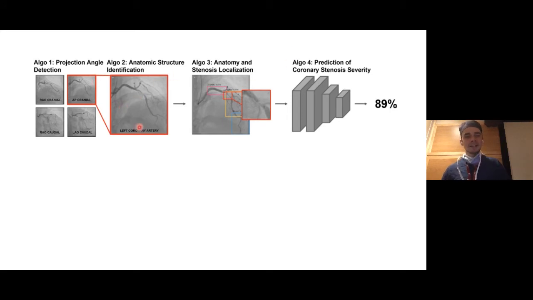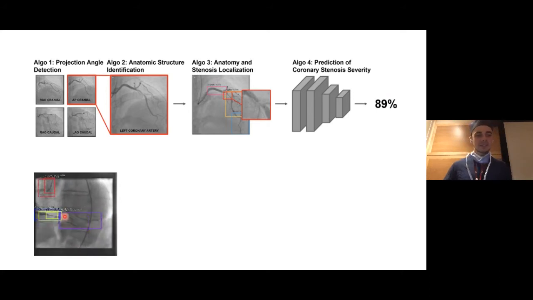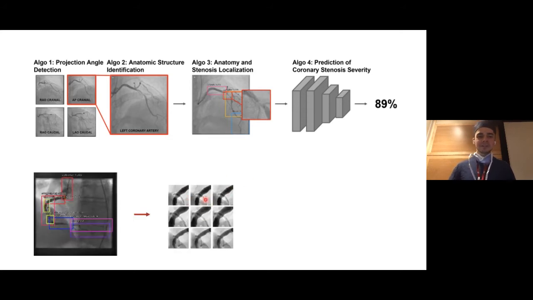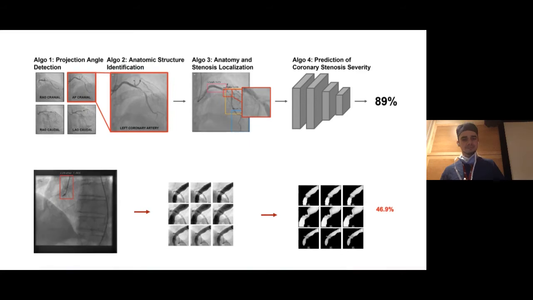And then once it finds the coronary artery, it will determine the anatomy, localize the stenosis, and once it localizes stenosis, it will predict the percent of that stenosis. This is a video in the lower left showing the algorithm working in real time. So you can see it successfully determined the anatomy of this right coronary artery. And in yellow, you will see separate boxes that highlight the different stenosis. And you can see here a stenosis in the proximal RCA that's been highlighted in multiple frames, and then it excludes the background. It predicts, for example, here 46.9% stenosis.